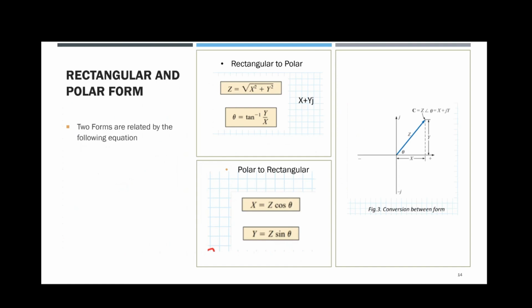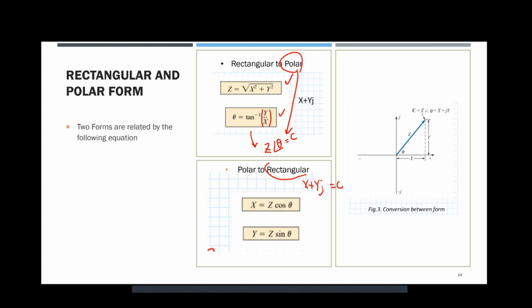rectangular form is x plus yj. To the polar form, we can make z equal to root x squared plus y squared. And theta, we can calculate from the two components of the rectangular form, x and y: y over x, okay? Y over x. And also polar to rectangular form is, we have to find the two components, x plus yj. Finally, the polar form is z at angle theta, okay? That is polar form. That is rectangular form.